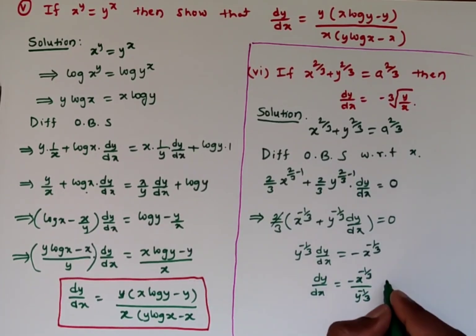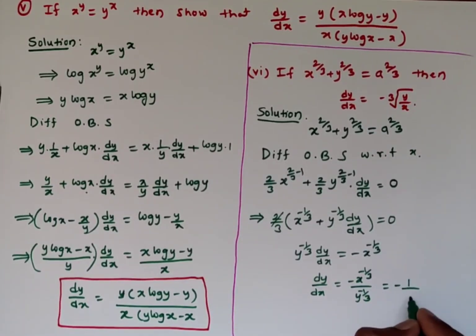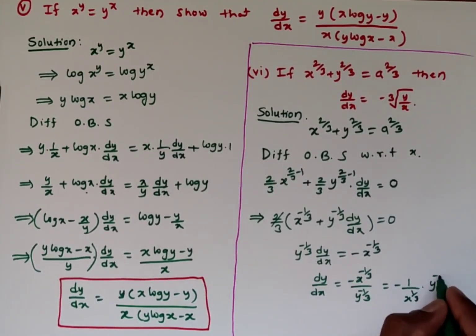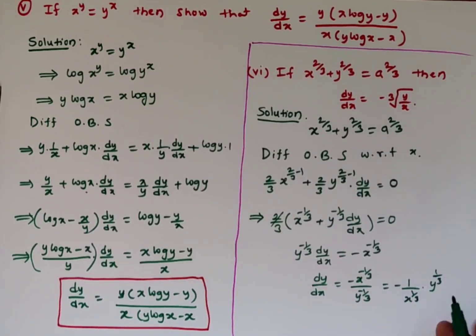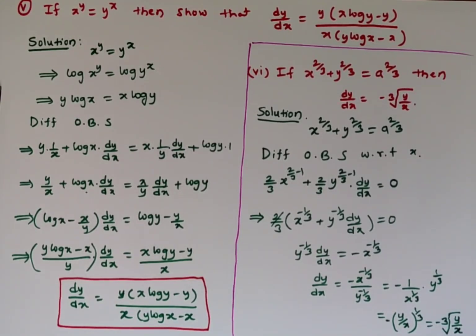Now we can write x to the power of minus 1 by 3 as 1 by x power 1 by 3, right? Minus 1 by x to the power of 1 by 3, and y power minus 1 by 3 becomes y to the power of 1 by 3. Y power 1 by 3 means it is the cube root. So finally this is, sorry, minus y by x whole to the power of 1 by 3. Power 1 by 3 means cube root, minus cube root of y by x. So the derivative of this equation is minus cube root of y by x.